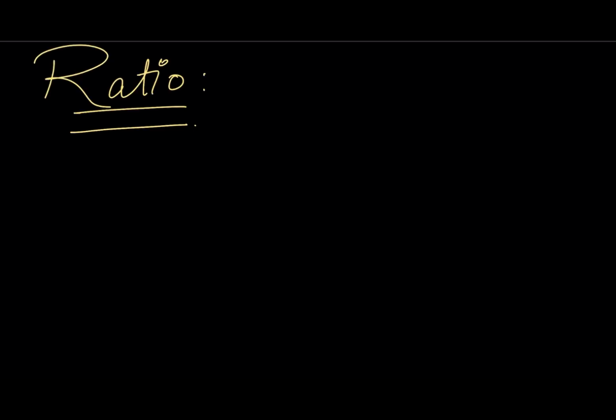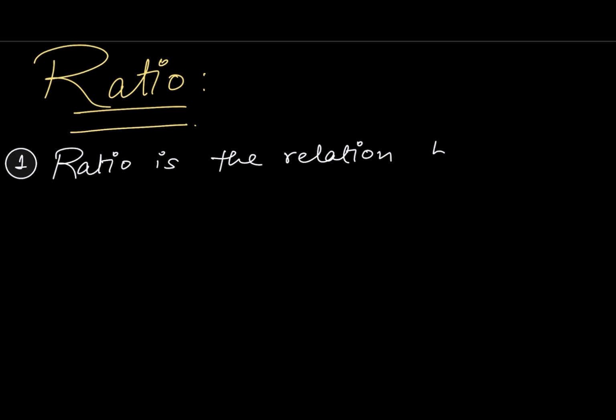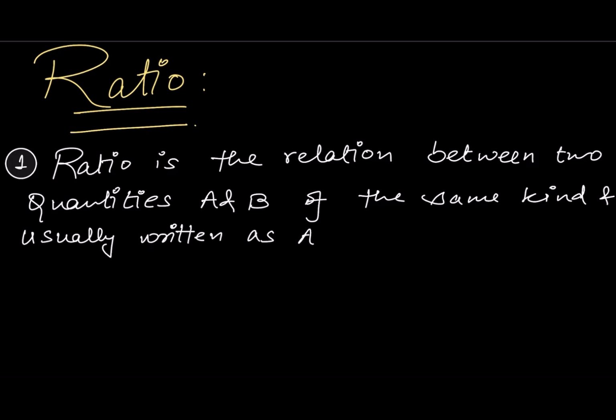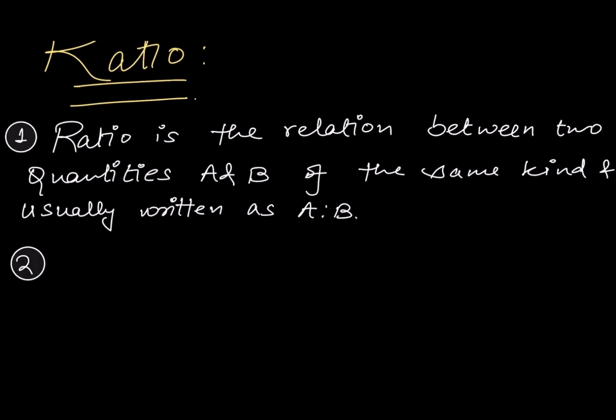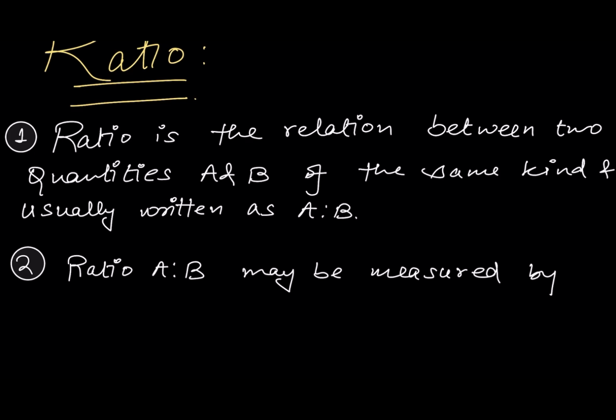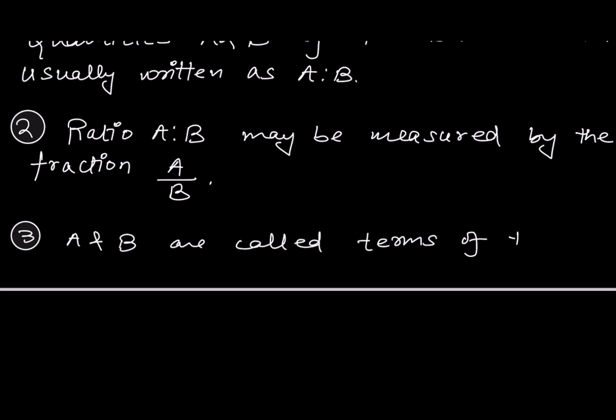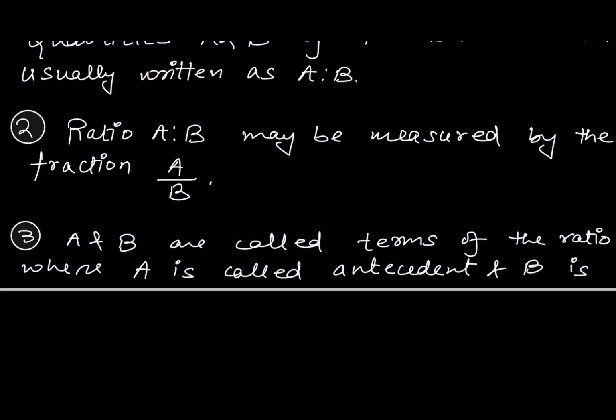In this we will write first point, ratio is the relation between two quantities, say A and B, of the same kind and usually written as A is to B. We read it as A is to B. Point 2, ratio A is to B may be measured by the fraction A by B. Point 3, A and B are called terms of the ratio, where A is called antecedent and B is called consequent.